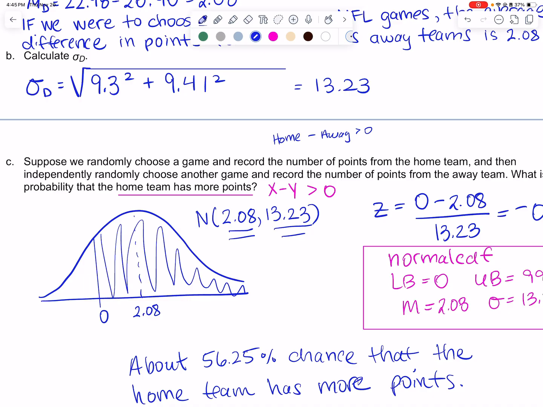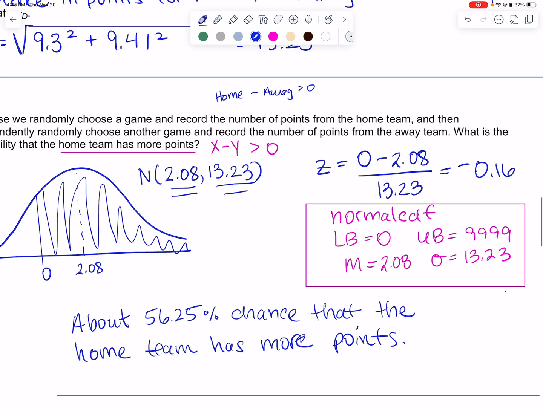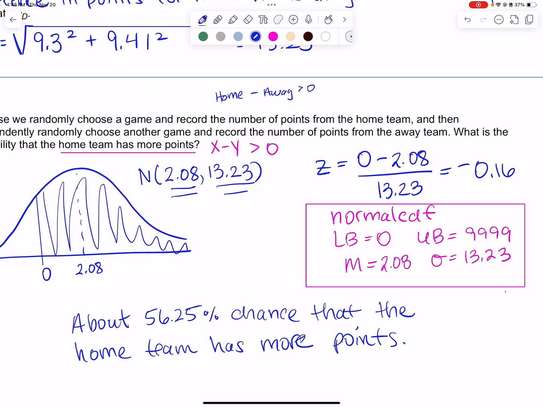So here's my model. I'm looking for the probability that this is bigger than 0, because bigger than 0 represents when home scored more points than away. So when I do normal CDF, you throw it in your calculator. Remember, with normal CDF you put lower bound 0, upper bound infinity, mean 2.08, and standard deviation 13.23. You get 56.25%. So there's about a 56.25% chance that the home team scores more points.